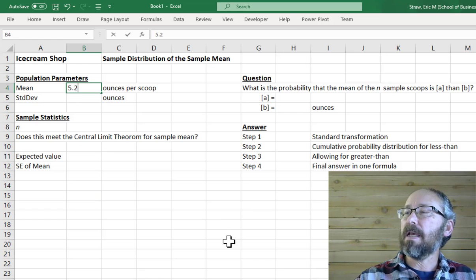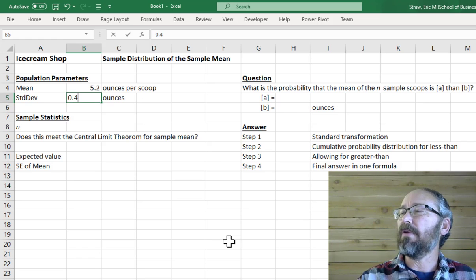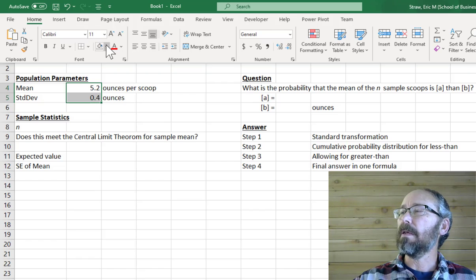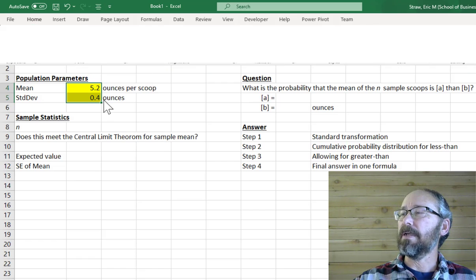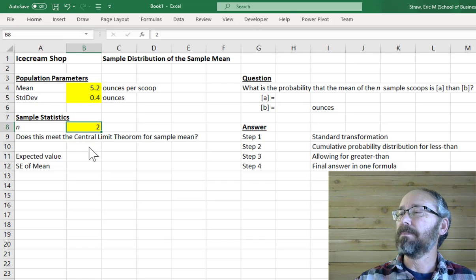So let's say that the mean for the population for all ice cream scoops is 5.2 ounces, and that the standard deviation is 0.4. Now, as before, I'm creating a model that can be modified, so I'm going to highlight these in an obvious color here. Okay. Now I have my sample, and for my sample statistics in the number of scoops I'm going to take, I need to decide what that number is. So again, I'm going to pick a number. We're going to take 2 scoops, and we're going to set this as well to that color.